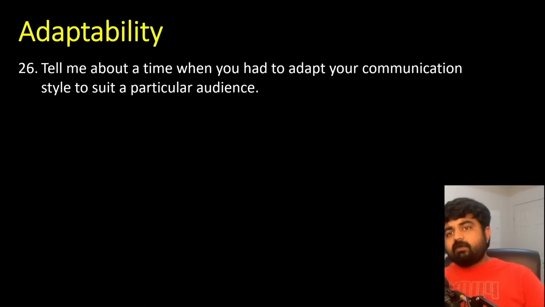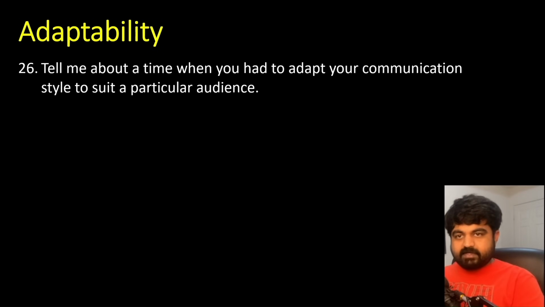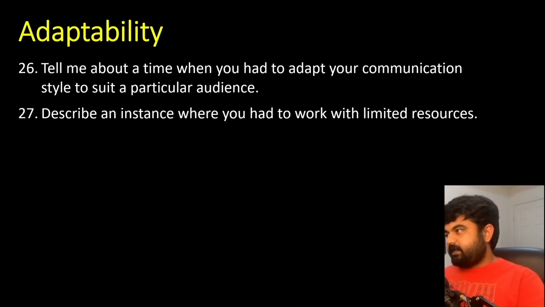So depending on the person, team or stakeholder you are explaining the situation to, your communication needs to change, because you cannot explain the same thing to all different people. Always have some clear examples where you had to deal with this type of situation, and then you would be golden. Next one is, describe an instance where you had to work with limited resources.